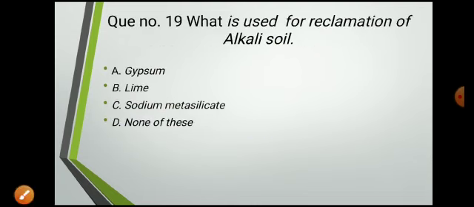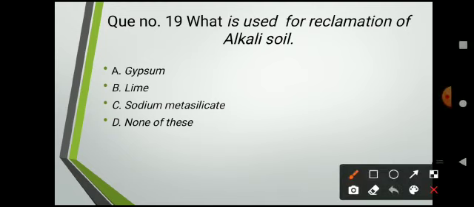Next question, question number 19. What is used for the reclamation of alkali soil? Options are gypsum, lime, sodium metasilicate, and none of these. And the correct option is option A, gypsum. Gypsum is used for the reclamation of alkali soil.